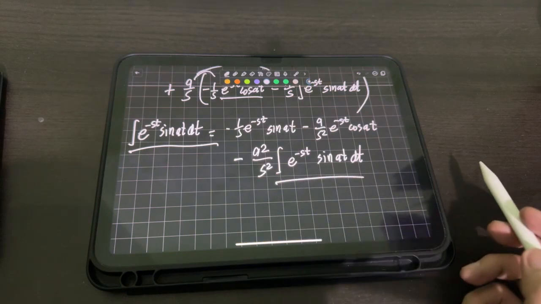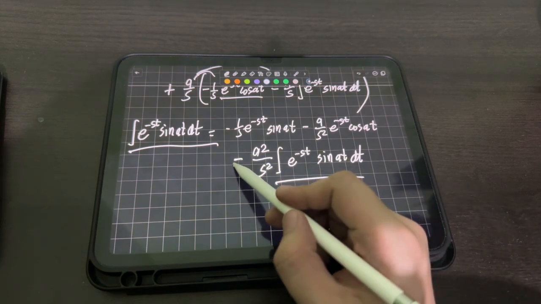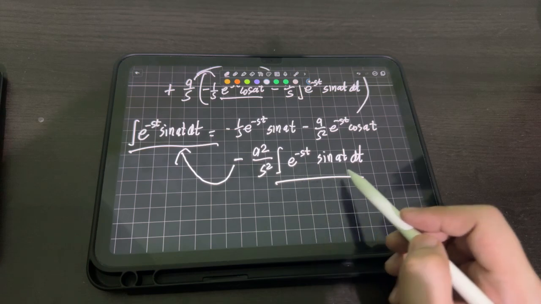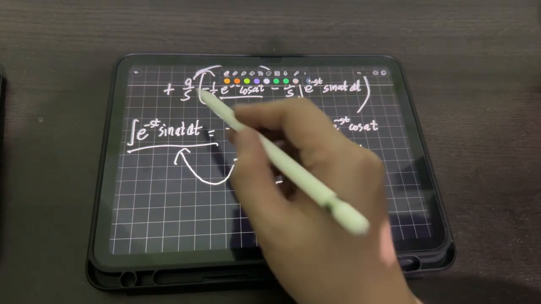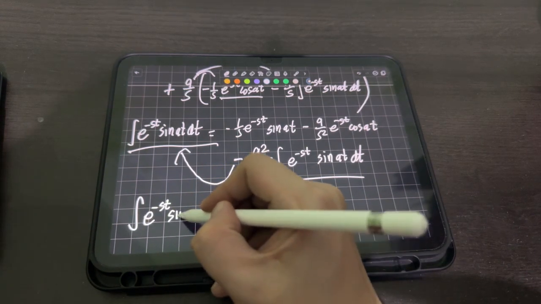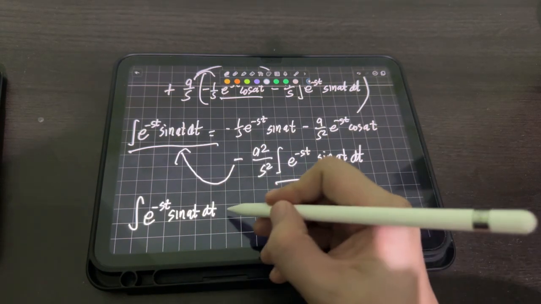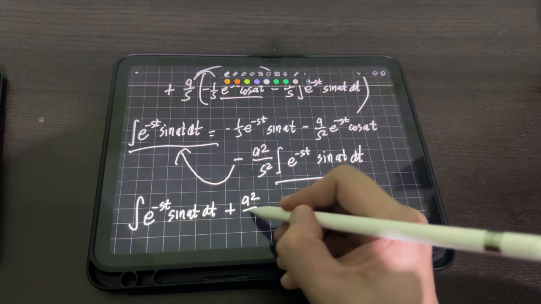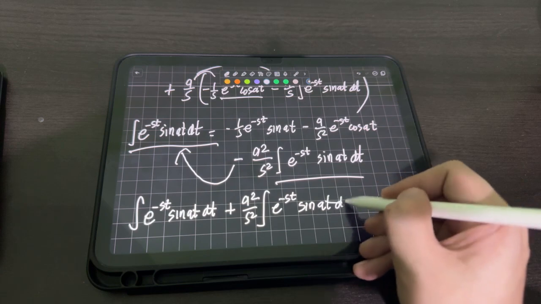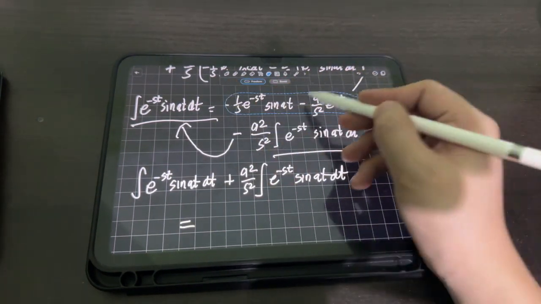We have the same integral on the left and right side. So we can actually combine them. I will transpose this negative a squared over s squared integral of e to the negative st sine at dt to the left side, so that I can combine with this integral. So doing that, we will have integral of e to the negative st sine at dt. So from negative on the right side, you transpose to the left side, it will become positive a squared over s squared, integral of e to the negative st sine at dt, which is equal to these two terms on the right side. So let's just copy.